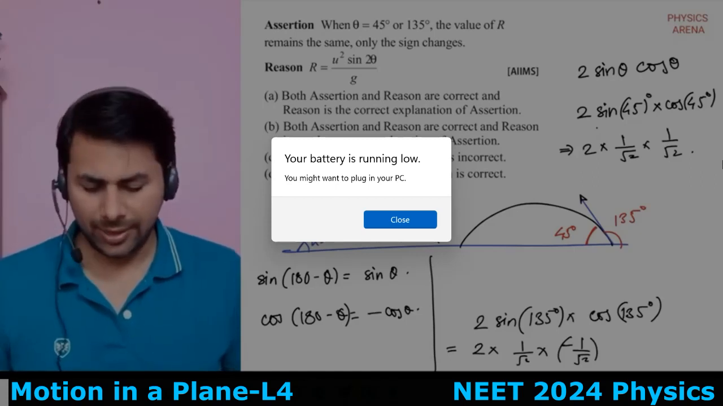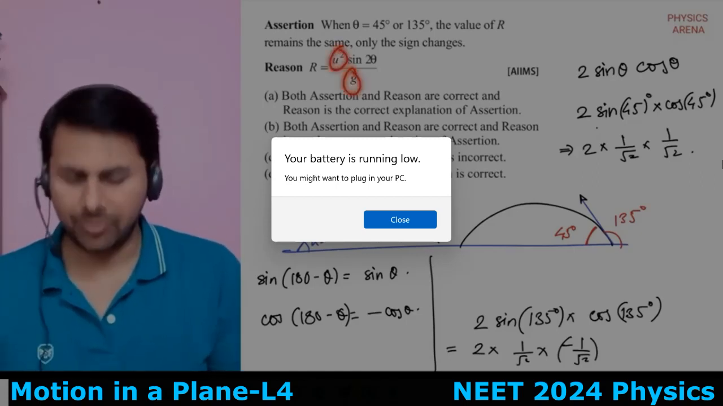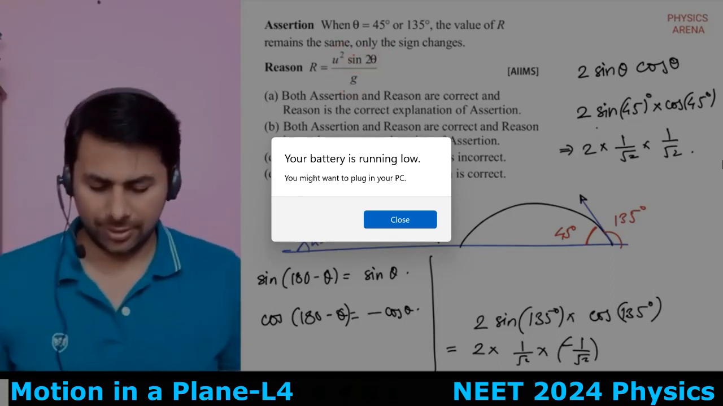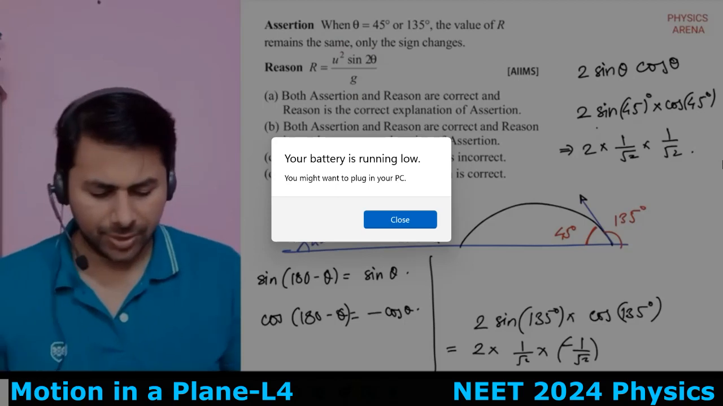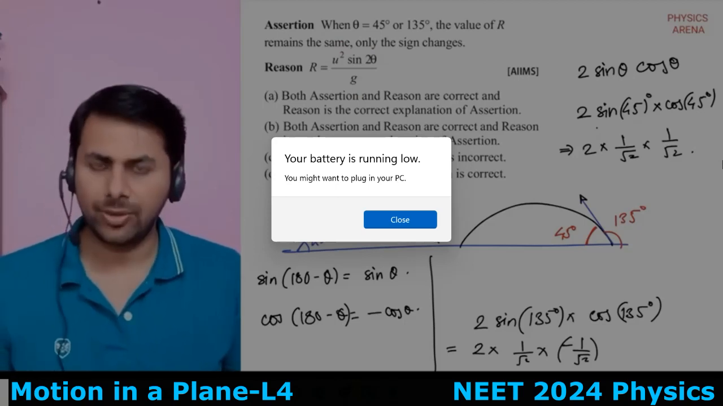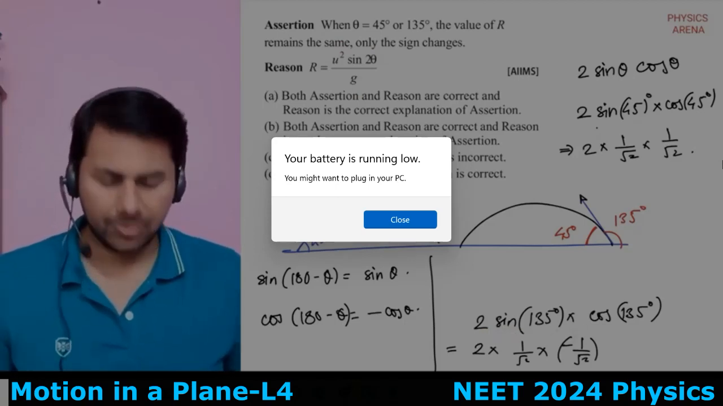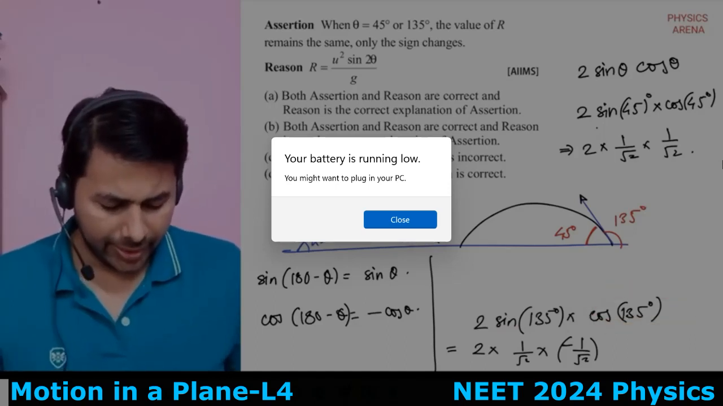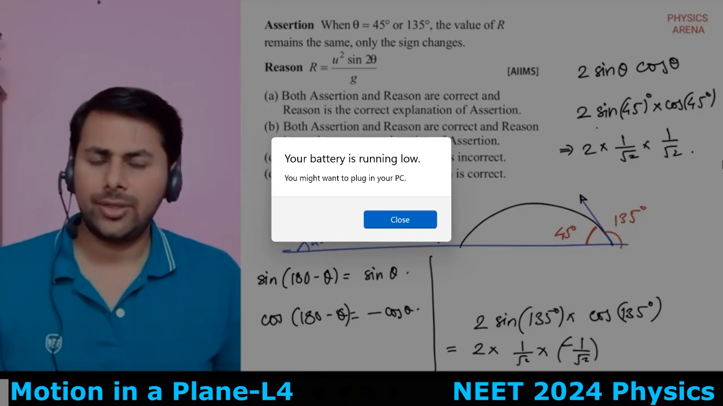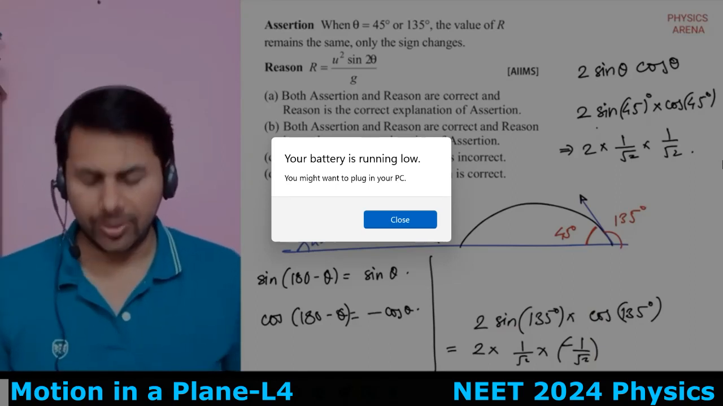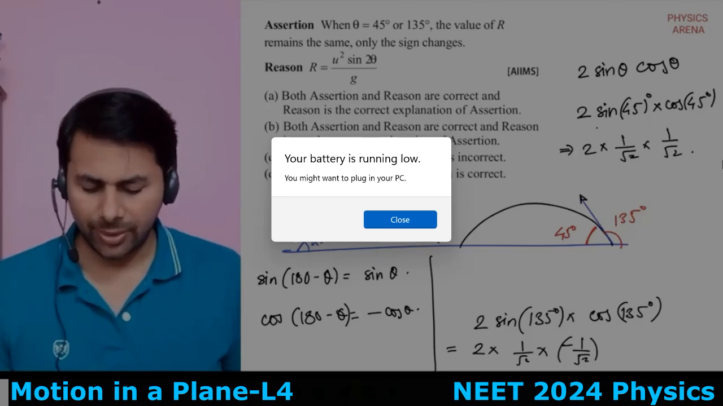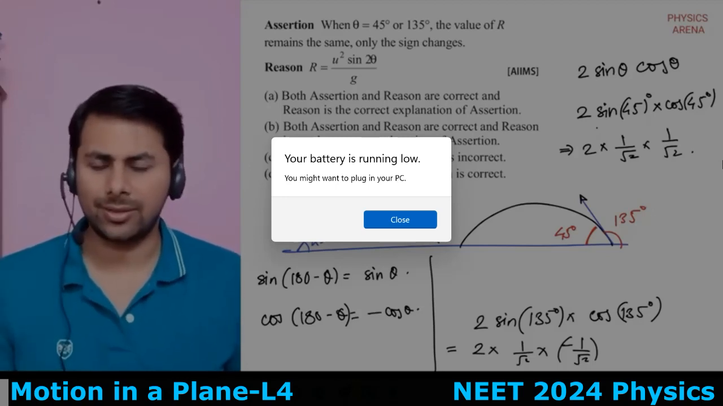That's it. Right. So in this formula, u square and g are constant in both cases. Only this thing changes. For the first one, it is 2 sine of 45 cos of 45. The second one, it will be 2 sine of 135 cos of 135. And here only you will have a negative sign. Apart from that, magnitude is equal. And therefore assertion and reason both are correct.